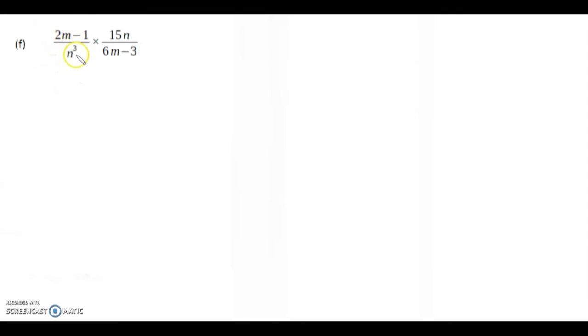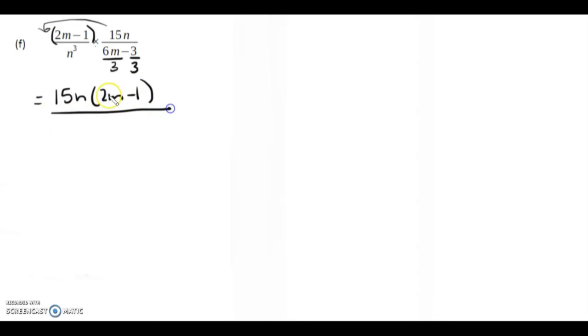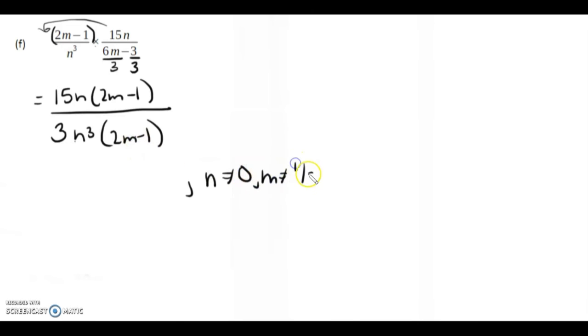Okay, for f, we have 2m minus 1 over n cubed, and then this is multiplied by 15n over 6m minus 3. So the 6m minus 3, I'm going to common factor out a 3. I'm going to put 2m minus 1 in brackets, and I'm going to move this 15n in front as the monomial. Okay, so I get 15n, 2m minus 1 over n cubed. I'm going to factor out a 3. So I'm going to put that as the monomial, and then 2m minus 1. Okay, so the restrictions here, n cannot equal 3 or 0, and m cannot equal 1 over 2.